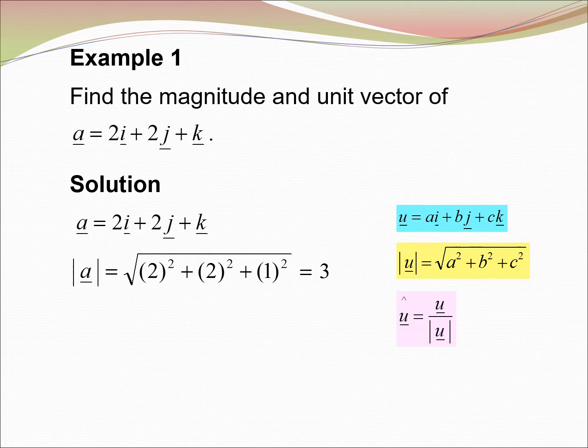Next, we know that the unit vector is equal to the vector divided by its own magnitude. So when we want to find the unit vector of a, it is vector a divided by the magnitude of a. So it's equal to 1 over 3 times 2i plus 2j plus k.